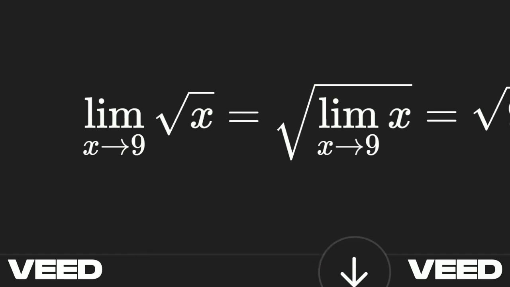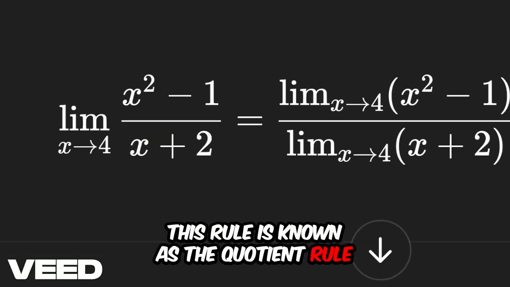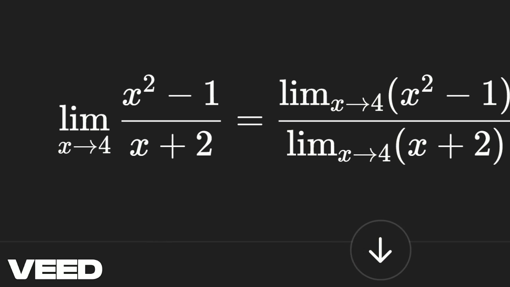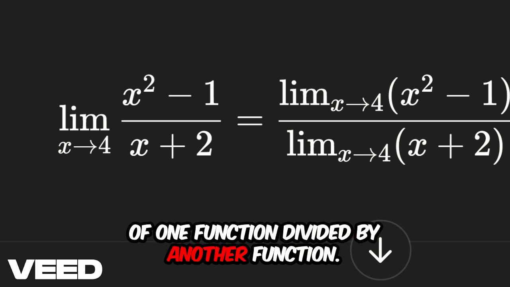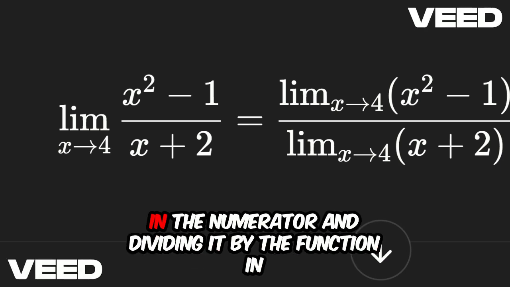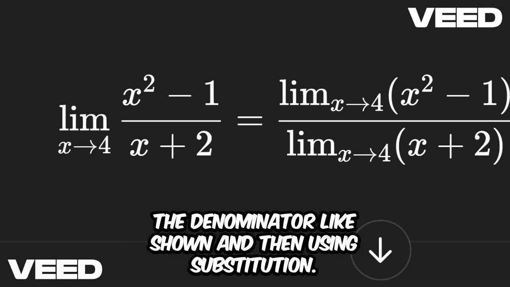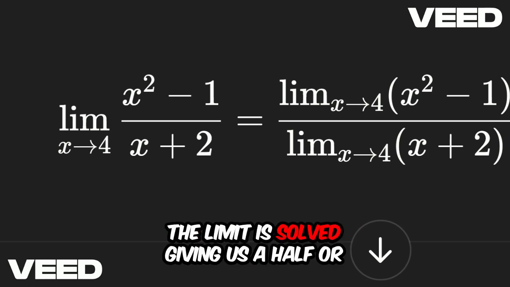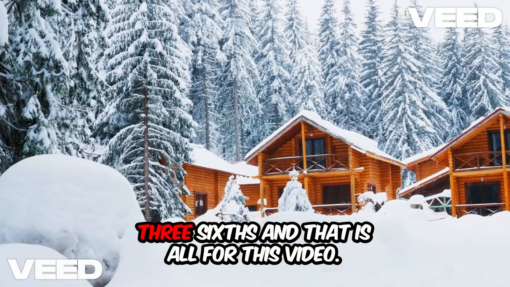This rule is known as the quotient rule, and this can be applied when taking the limit of one function divided by another function. This can be solved by finding the limit of the function in the numerator and dividing it by the limit of the function in the denominator, like shown. And then using substitution, the limit is solved, giving us a half or 3/6.